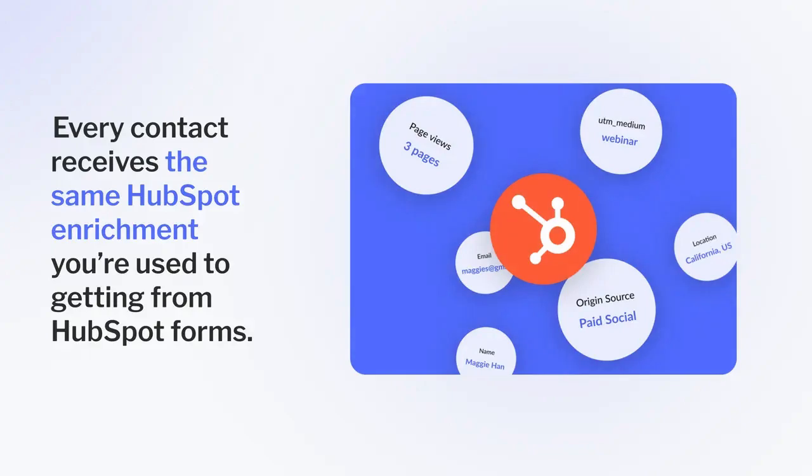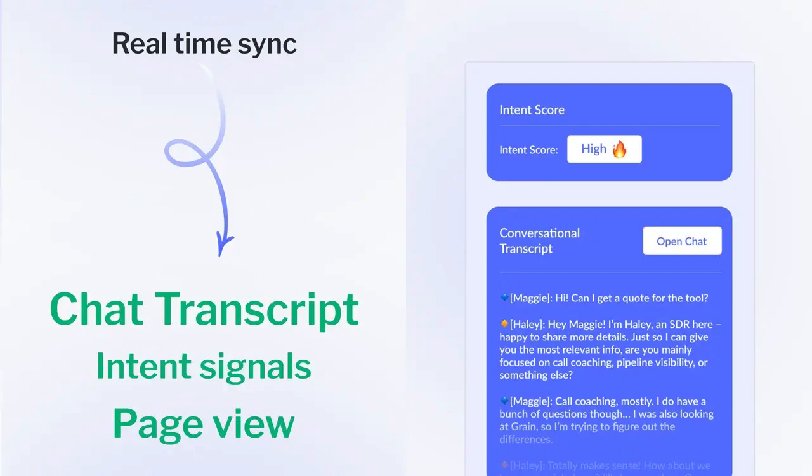Every contact that gets created also receives the same HubSpot enrichment you're used to getting from HubSpot forms. So you don't lose enrichment when you replace forms. In addition, Knock automatically adds the chat transcript, engagement history, and detected intent to the HubSpot activity timeline.